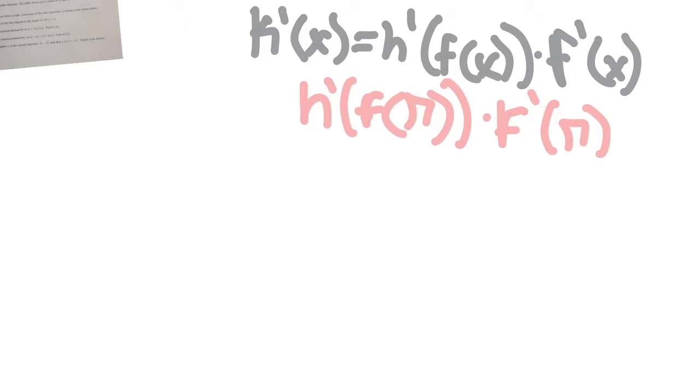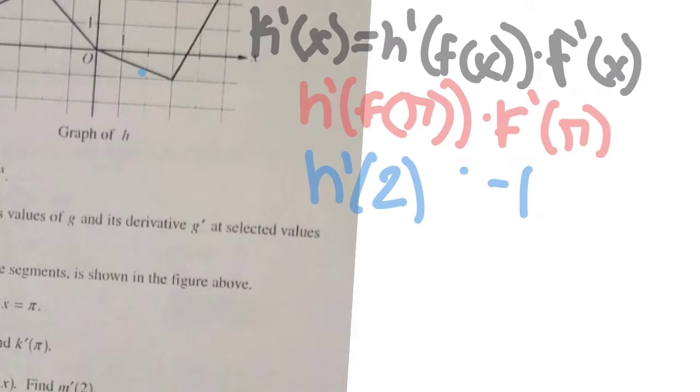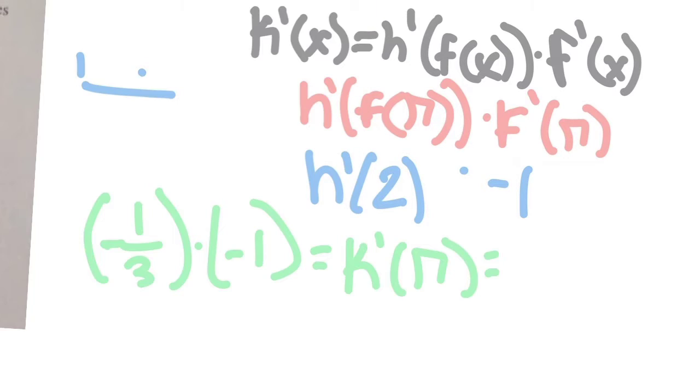Now plug in pi. If you did part A, you'll see that f prime of pi is negative 1, and then just plug in pi to the equation, you'll see that f of pi is 2, the equation of f of x, not f prime of x, and you'll get left with h prime of 2 times negative 1. To find h prime of 2, you need to see what the slope is on the graph of h at 2, and you'll see that it is negative 1 over 3. Now you have negative 1 over 3 times negative 1, which will give you k prime of pi, which is 1 over 3. And now you've done part B.